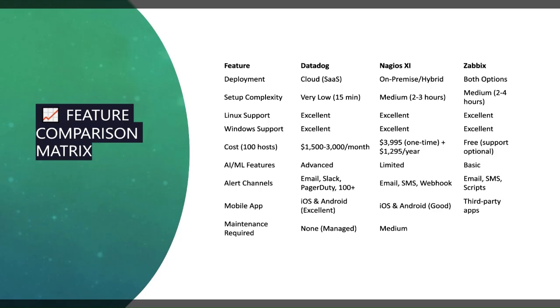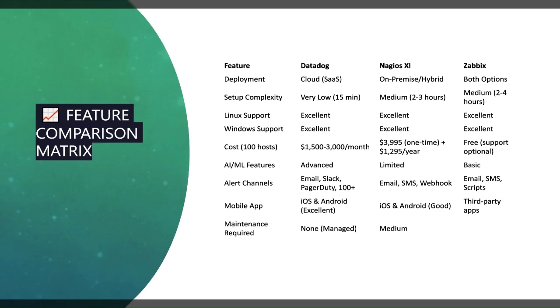So, this is a little matrix. When comparing features, Datadog, as you can see, is easiest to deploy because it's cloud based. Nagios and Zabbix take more time. As you can see, it's a minimum of about 2 to 3 to 4 hours to do that.